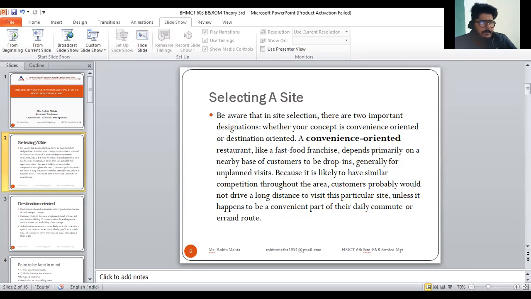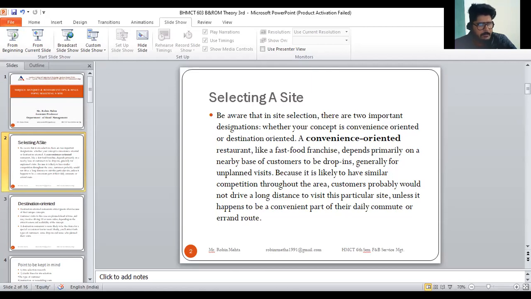Selecting a site, be aware that in site selection there are two important designations, whether your concept is convenience oriented or destination oriented, like we did in the last lecture also. There are two types of important designations by which we clear our concept, whether we are opening a convenience oriented restaurant or a destination oriented restaurant, because both have different concepts.